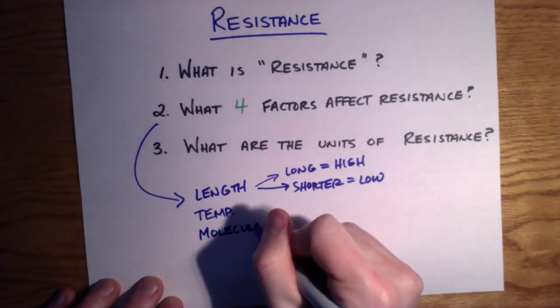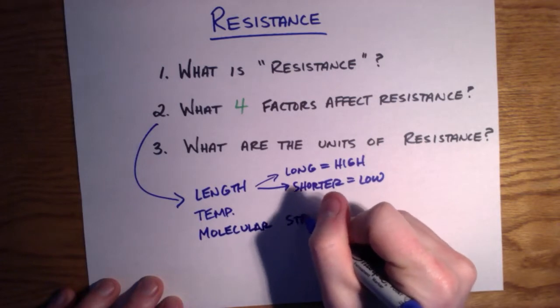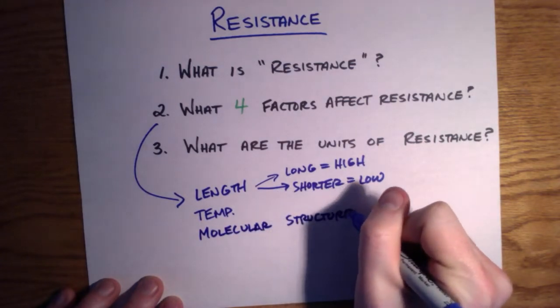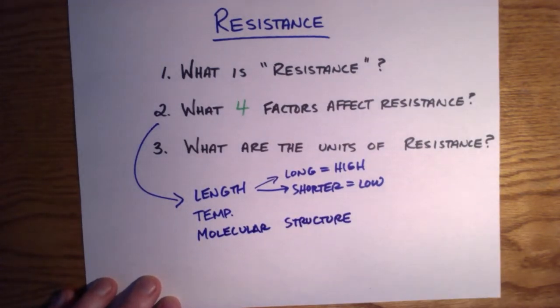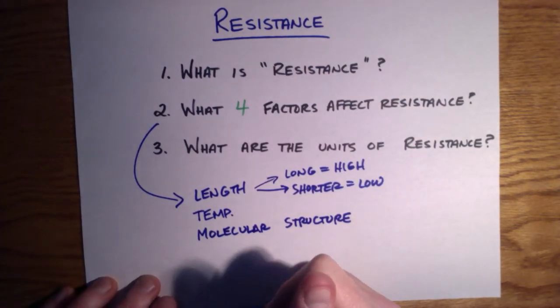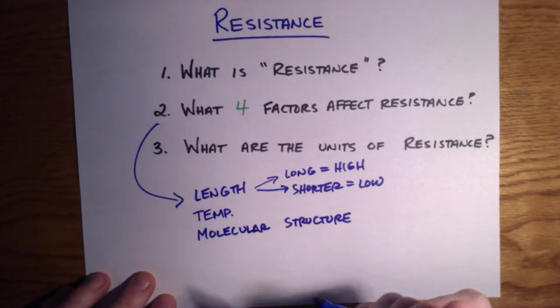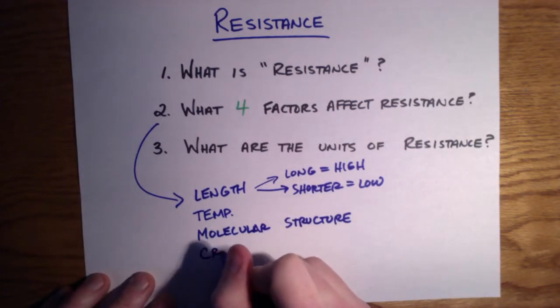Molecular structure, or the material type. Some materials just generally don't have as much space for these electrons to travel through, and that makes a higher resistive material. Molecules that have a little bit more room, things like copper, they tend to have a lower resistance because these electrons can jump around very easily. And the last one we were talking about, cross-sectional area.